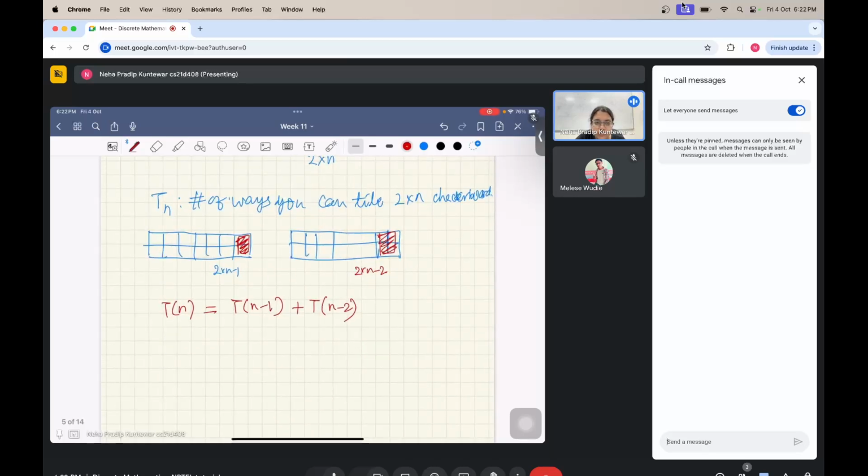And you're also asked to give initial conditions. So for example, what would be T of 1? What does T of 1 mean? You have a 2 by 1 checkerboard, and you want to find the total number of ways in which you can tile it. So in how many ways can you tile this checkerboard?